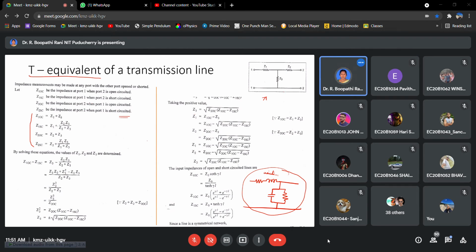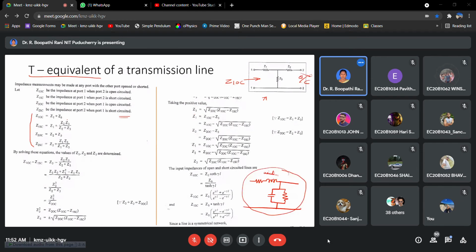Consider this T section. In case port 2 is open circuited, and you are measuring the input impedance here, what will you get? This Z2 is open circuited, so its impedance is infinity, and this part will not be there. So these two will come in series. So Z1 OC will be Z1 plus Z3. Right?